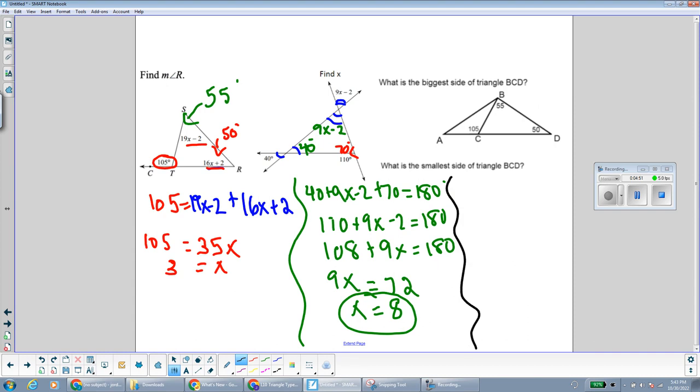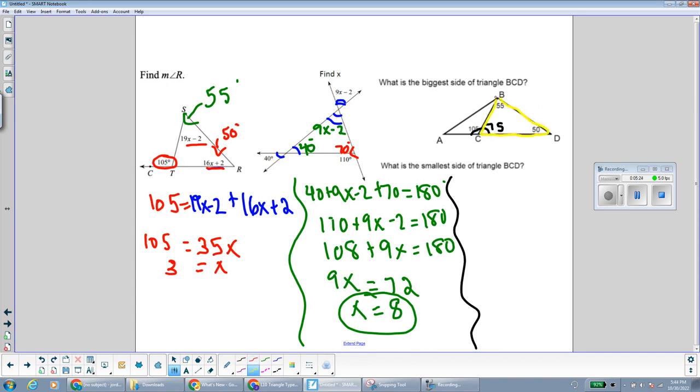This next question is asking us to find the biggest side of triangle BCD and the smallest side of triangle BCD. So I know that these two angles over here form a linear pair, so they're supplementary. 180 minus 105, oops, I did that wrong on my calculator. 180 minus 105 is 75 degrees. And now I know what all three angles in triangle BCD are.